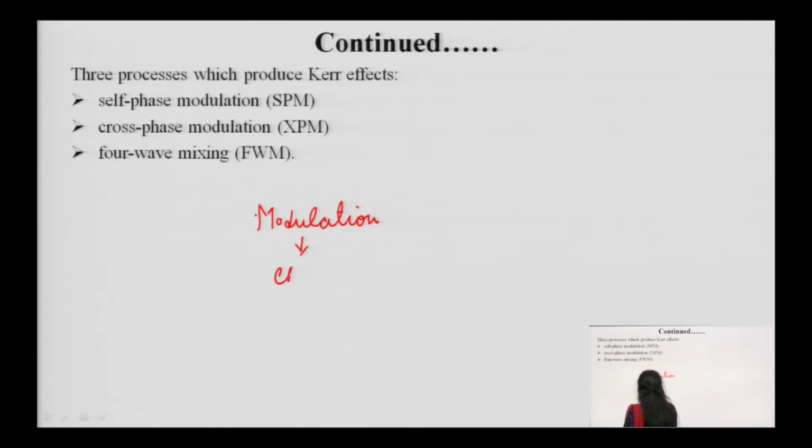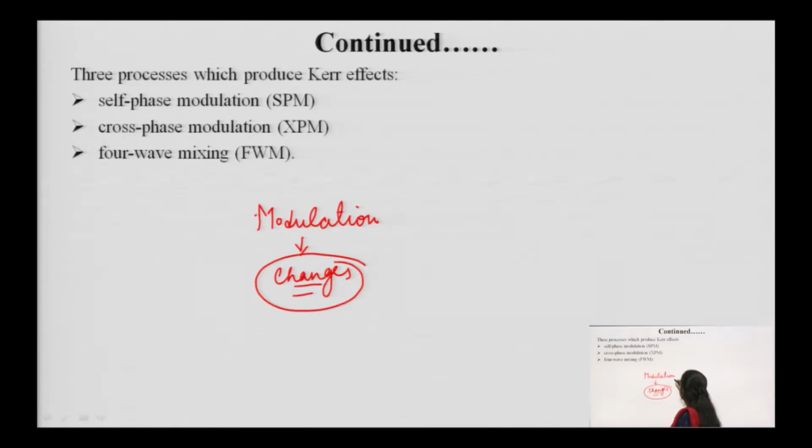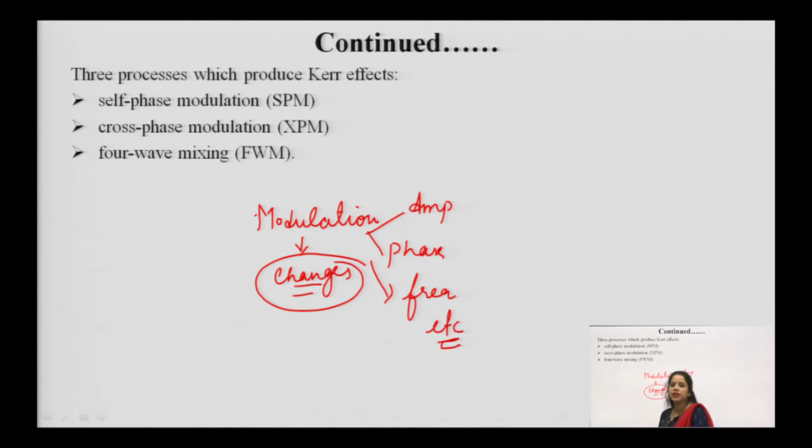Modulation means some changes. In general terms, we can say that if there exist some changes, then only modulation can be used. So, modulation occurs in the field of communication in the form of amplitude, phase, frequency, etc. In that case, basically there exist some changes in the amplitude, phase and frequency.